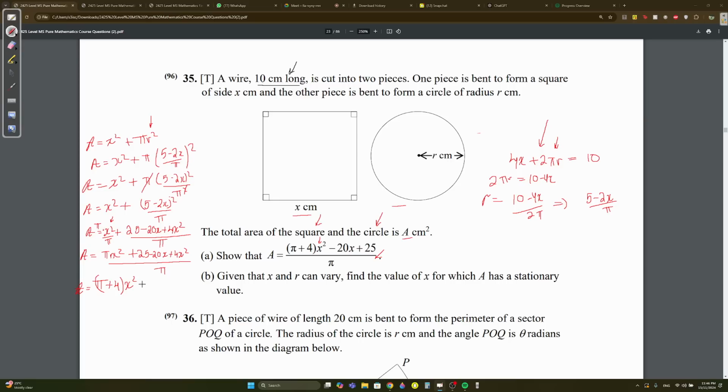Pi plus 4x squared. And then just rewrite it in the same way they did. I put the minus 20x first. Plus 25 over pi.